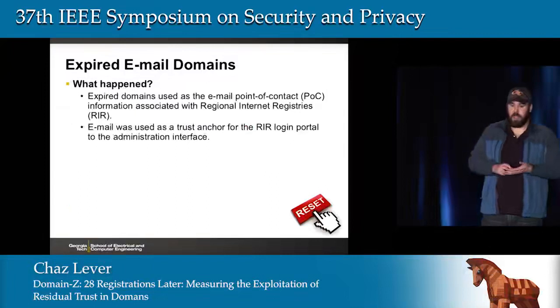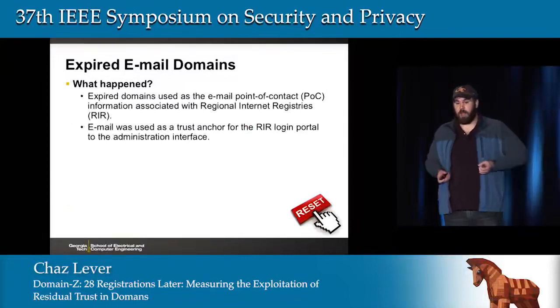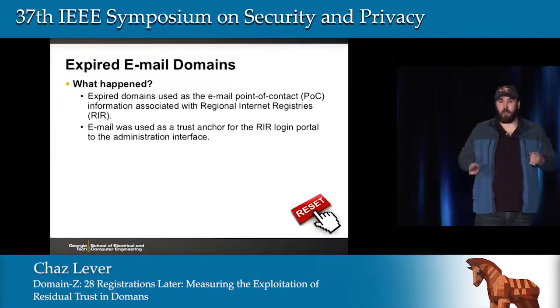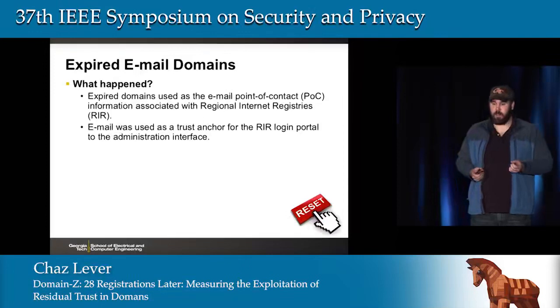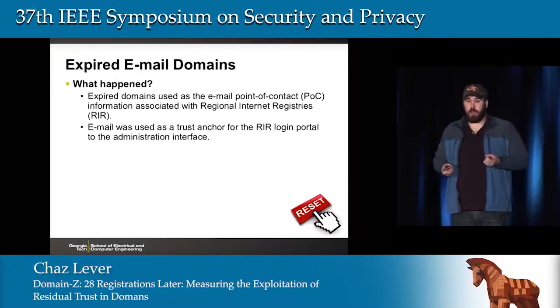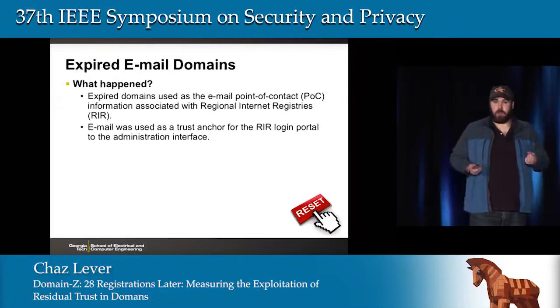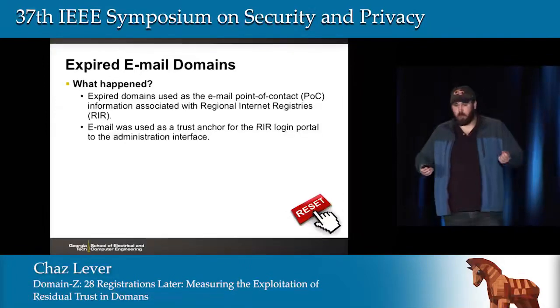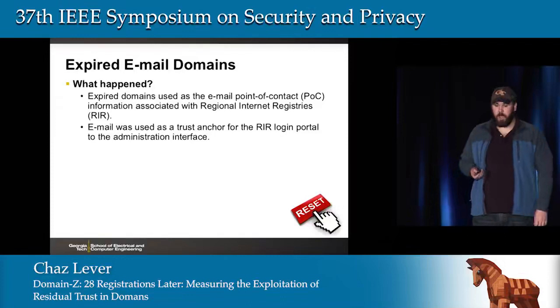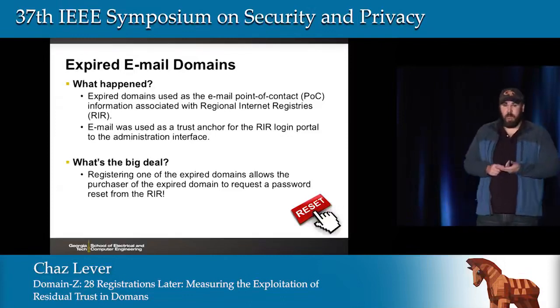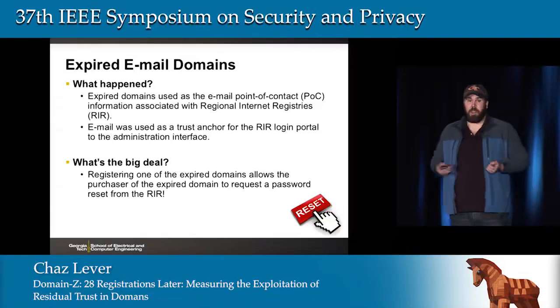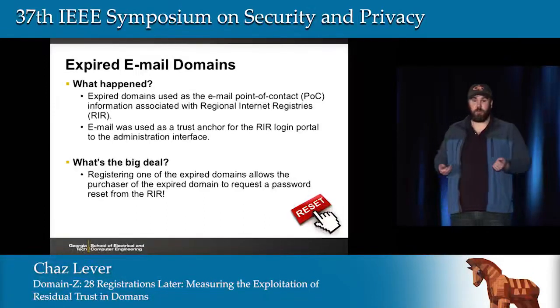So we also see a case where we looked at the email addresses used as the point of contact information for regional internet registries. And these email addresses were actually being used as trust anchors. And what I mean by that is they were being used to verify that you were who you said you were, so you could log into the login portal and administer the CIDRs that you had control of. So we actually found that there were hundreds of these email addresses that were under expired domain names, and these were available for immediate re-registration.